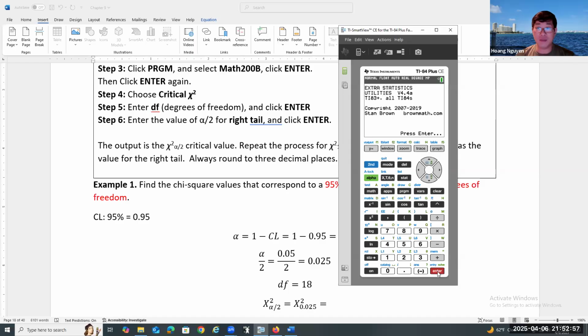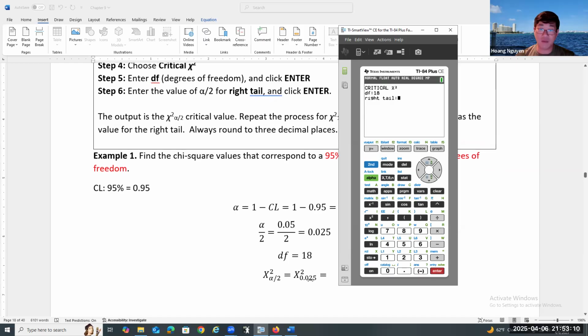One more time, right? Then we go to the critical chi-square. The degrees of freedom equal 18, so we put 18 in directly. The area to the right tail is 0.025. Just give your calculator a few seconds. Okay, so now this is the first critical value.